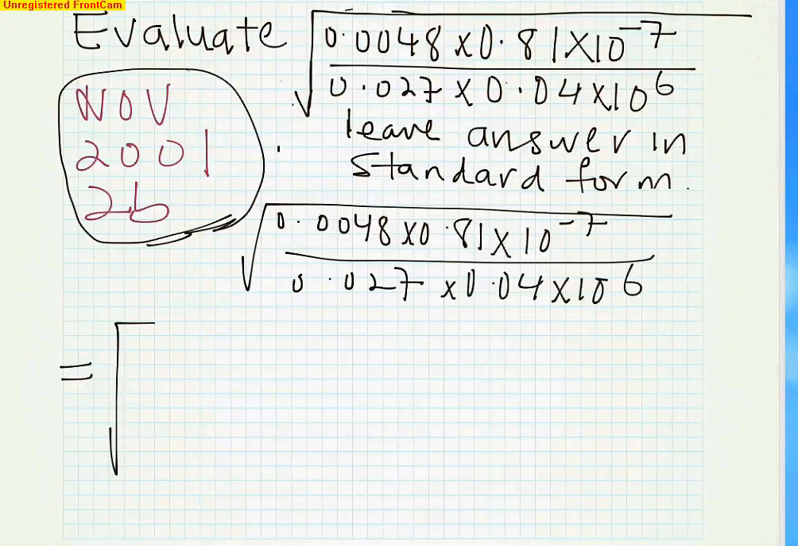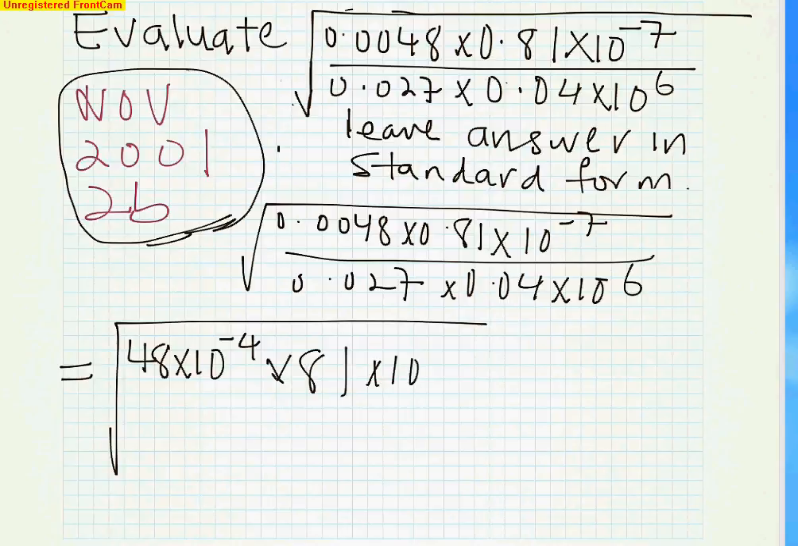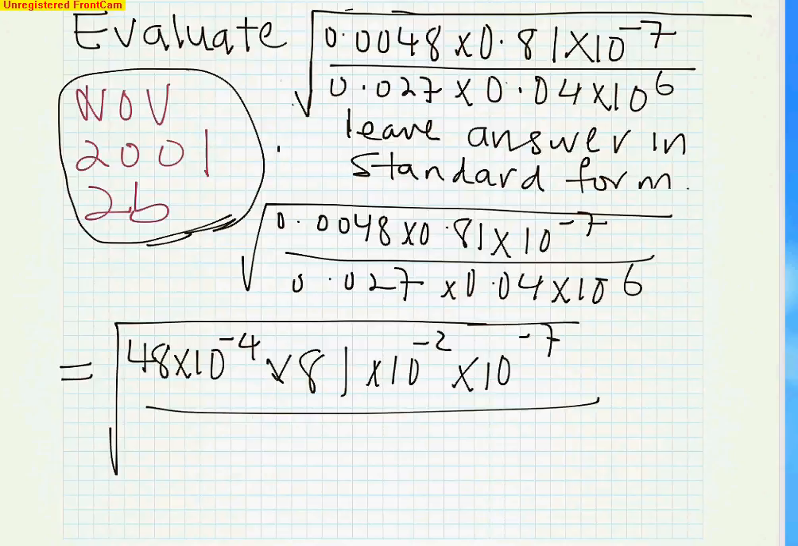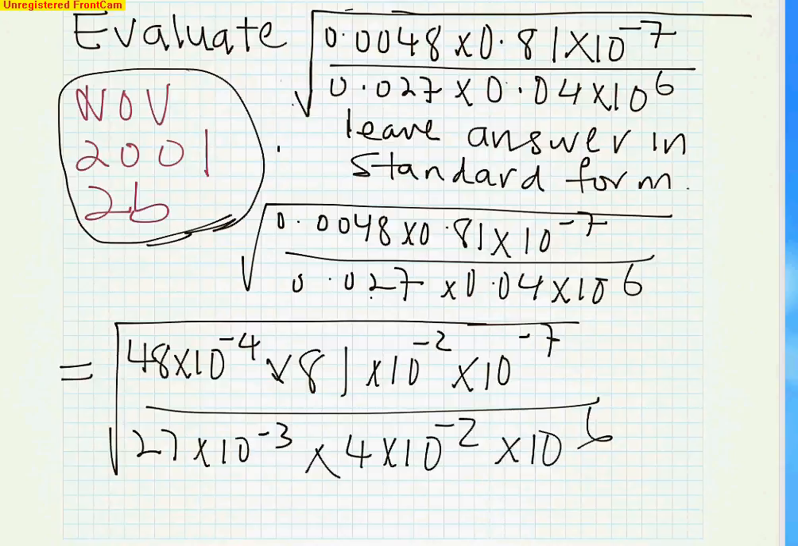This is actually equal to the square root of, now come back here, in this case I can simplify this one. So I'll convert this to 48 times 10 to the power negative 4, because similar expression, times 81 times 10 to the power negative 2 times 10 to the power negative 7, divided by 27 times 10 to the power negative 3, I have 3 decimal places, times 4 times 10 to the power negative 2, I have 2 decimal places, times 10 to the power 6, and remember this is positive 6.